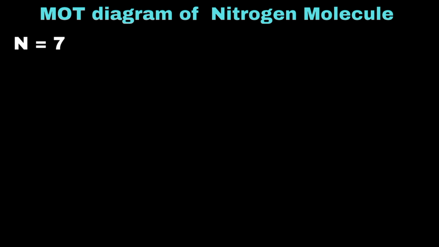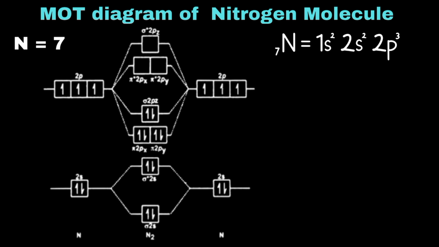As we know, the atomic number of nitrogen is 7. From the electronic configuration of nitrogen, we can see that in this case, first of all, the 2s orbital of the first nitrogen atom should overlap with the 2s orbital of the second nitrogen atom and will form 2 molecular orbitals of nitrogen. And as mentioned earlier, electrons will be placed in them. But here, we need to deeply understand how 2p orbitals will overlap and how electrons will be placed in them.